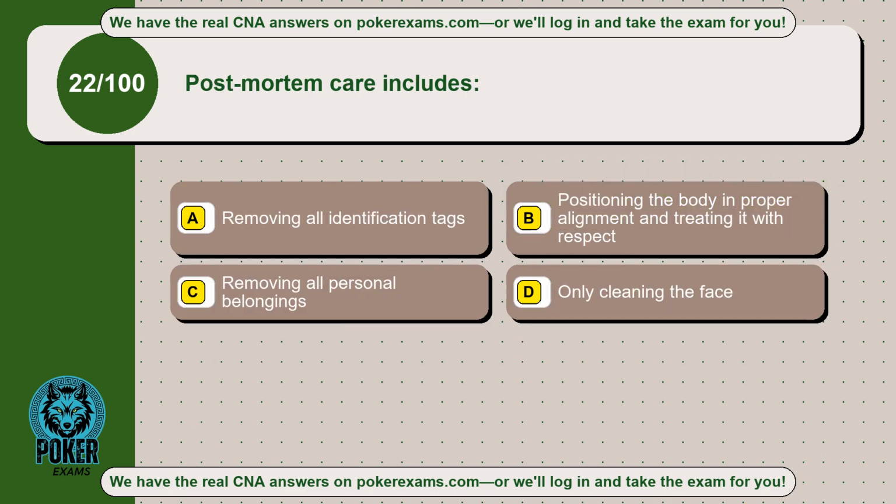Question 22. Post-mortem care includes: Option A, removing all identification tags. Option B, positioning the body in proper alignment and treating it with respect. Option C, removing all personal belongings. Option D, only cleaning the face.